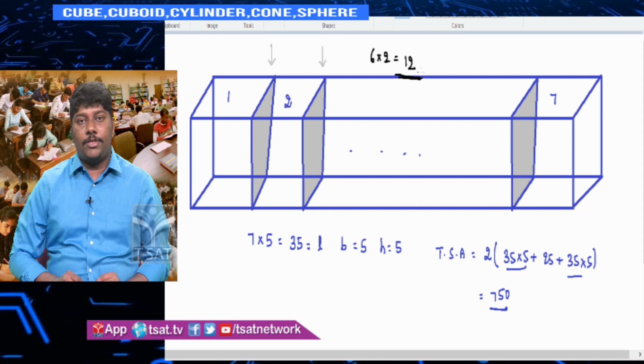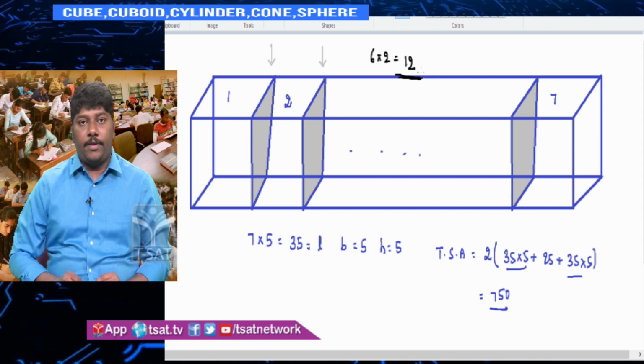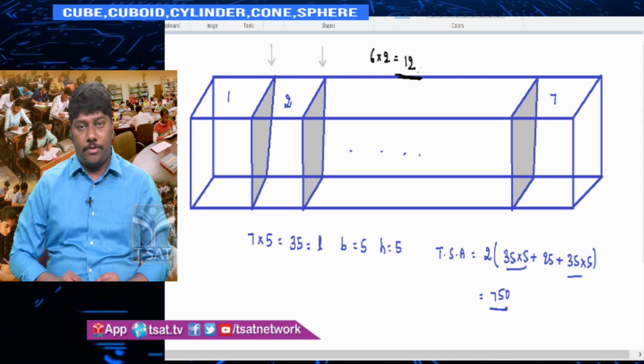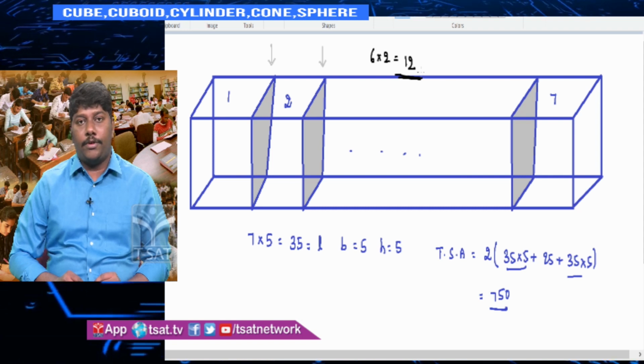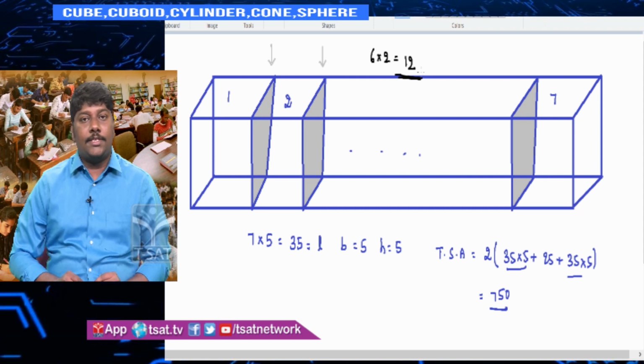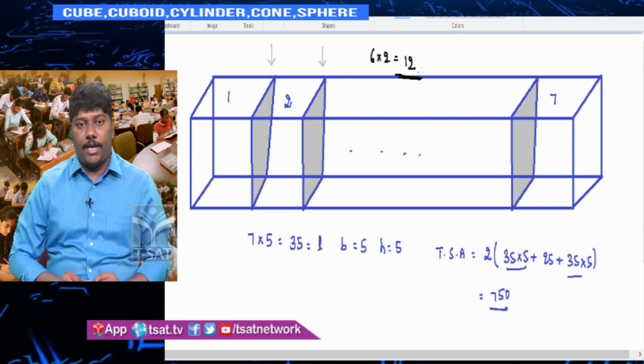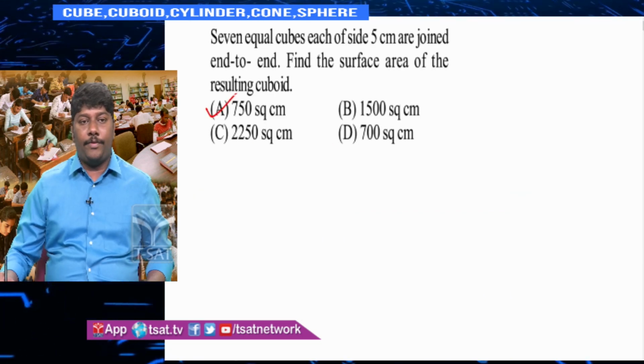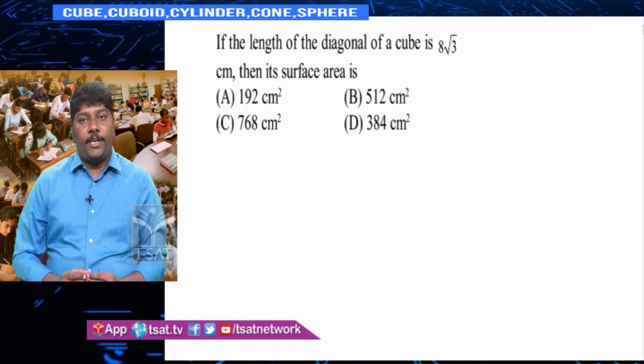Now, what is the area of each square here? Edge is 5, therefore, area of a square is 25. There are 30 squares, therefore, 30 into 25 gives you 750 centimeter square as the area. So, the answer is 750 square centimeters. Look at the next problem.